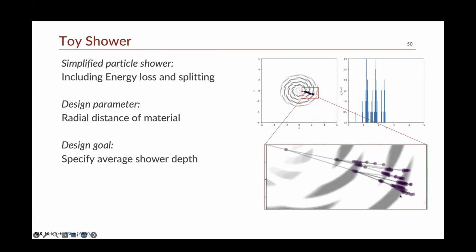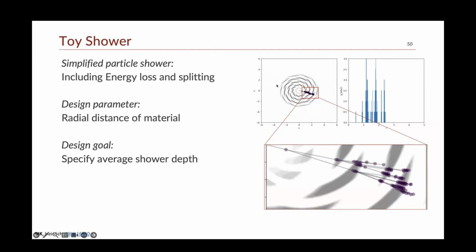Every time it interacts with the detector, it may or may not branch. Some discrete probability for that happening. And if we wanted to optimize, for instance, where these particles stop, where they lose all their energy, we need to be able to take the derivative of this program that has this branching process in it.